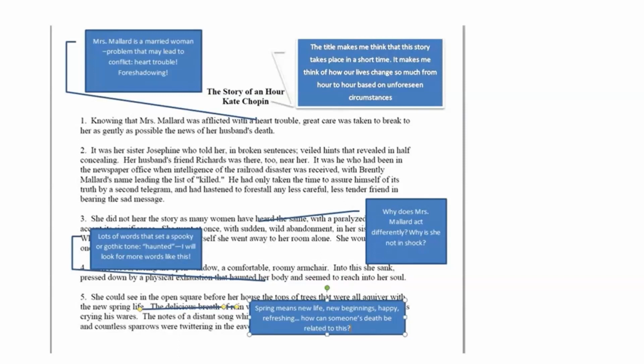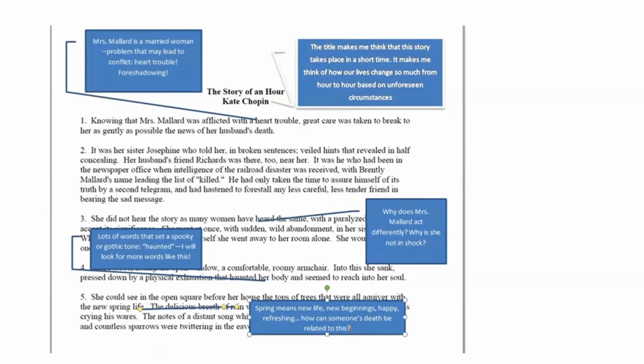She has heart trouble, so I noticed that at the beginning. So there's some foreshadowing. And then they mention that Mrs. Mallard acts differently when she finds out that he's dead. She doesn't act like what most women would. Most women would be in shock and wouldn't be able to process that information that fast. But she starts crying right away.